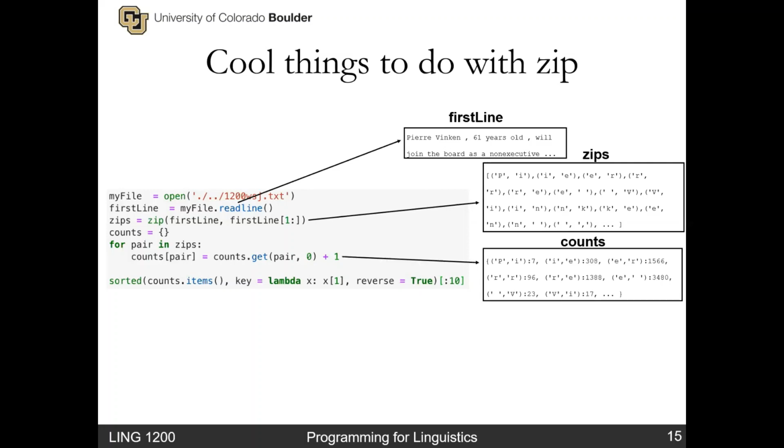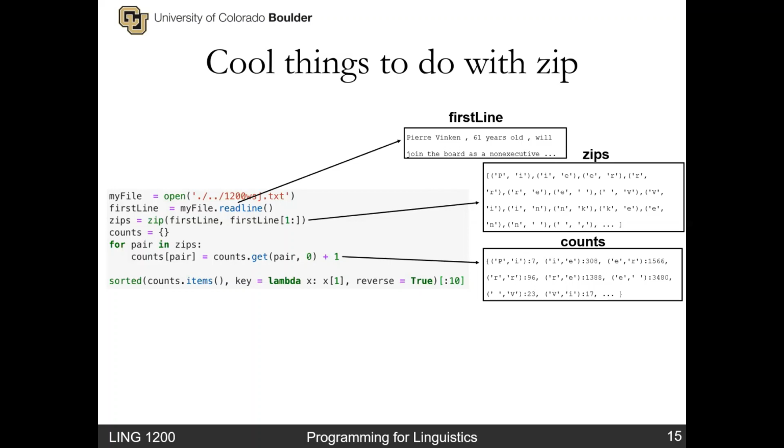Then we're going to count. We're going to count the frequencies of those 2-letter pairs. And this is what, once we finish, this is what count would look like. It's a random ordering. PI occurs 7 times. IE occurs 308 times. If you'll notice, the most frequent one here is E at the end of a word. So E followed by a space, which occurs 3,480 times. Many more times than PI, interestingly enough.